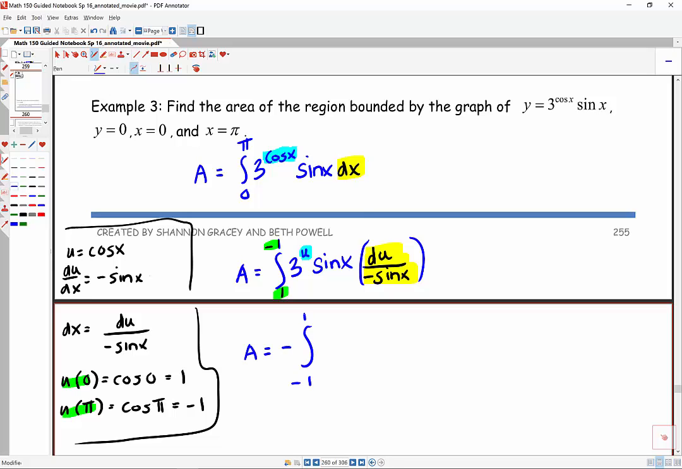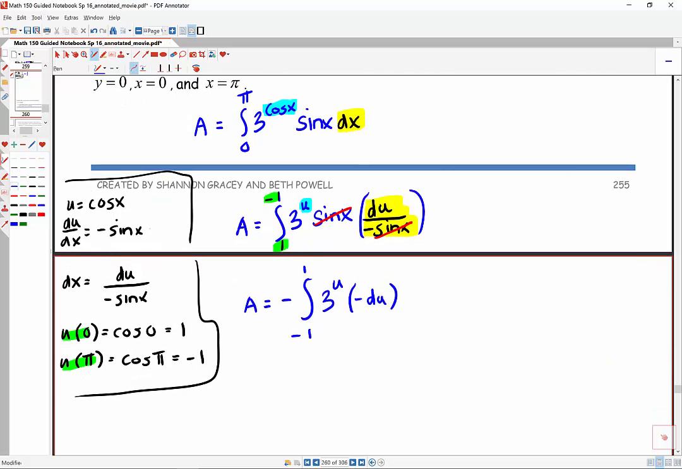And let's see what happened here. Do you see that the sine of x's divide out, which is good? I'll just do an extra step. So then we'll have 3 to the u times negative du. That first negative is from flipping those limits of integration. And so now we'll end up with the area is equal to the integral from -1 to 1. That negative makes it positive, the negative inside. And we'll just have 3 to the u du.